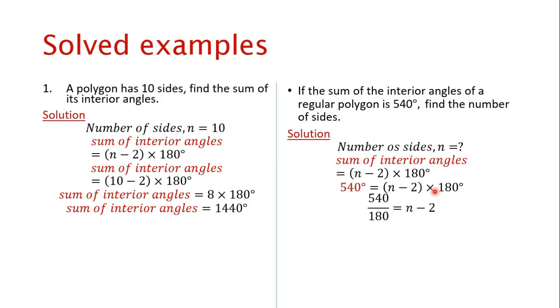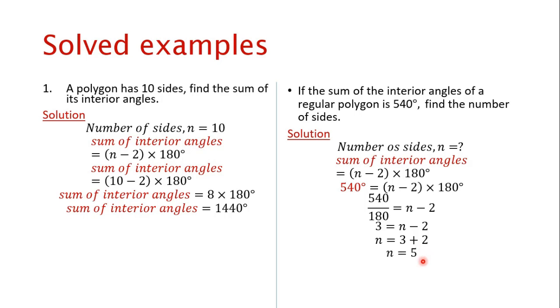So we try and move all of these things here. The first we move is the 180 degrees. So we have 540 over 180 equals n minus 2. So we simplify 540, and then we bring our 2 here to add. Yes, simplifying this, we have 3 equals n minus 2. So negative 2 crosses the equal sign, comes here, and turns into positive. So we have n equals 3 plus 2.